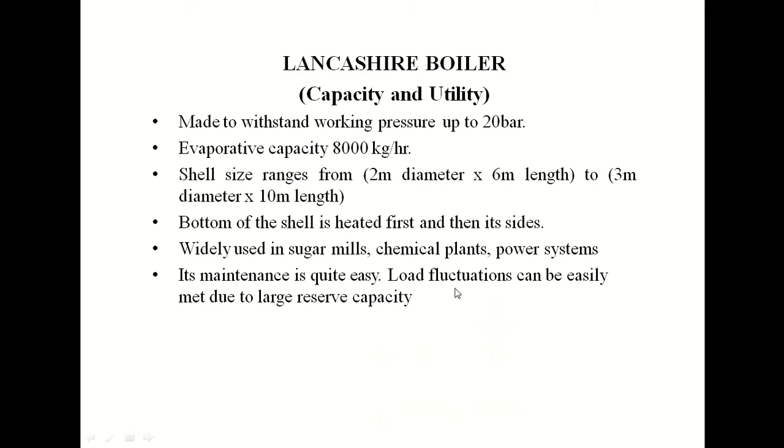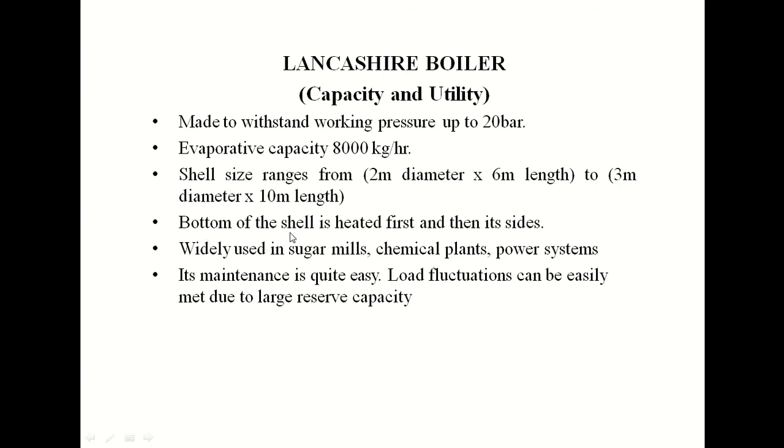Then the capacity and utility of the Lancashire boiler. It is made to withstand a working pressure up to 20 bar. So this is also a low pressure boiler. The evaporative capacity is higher than the Cochrane boiler. It has 8000 kg per hour, and shell size ranges from 2 meter to 6 meter diameter, and 3 meter to 10 meter length.